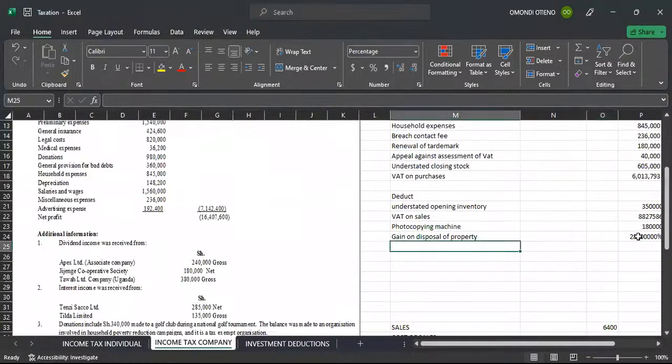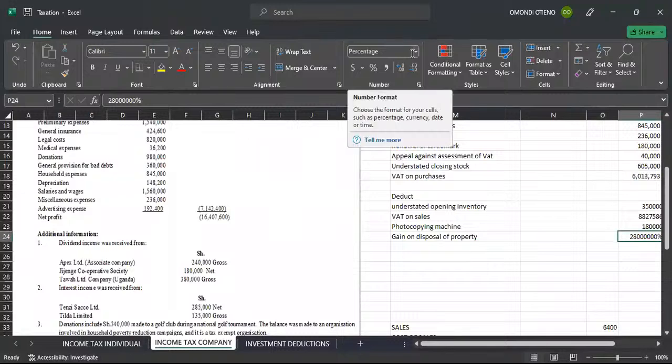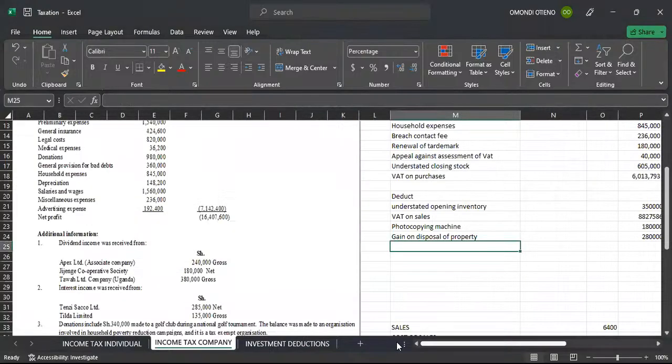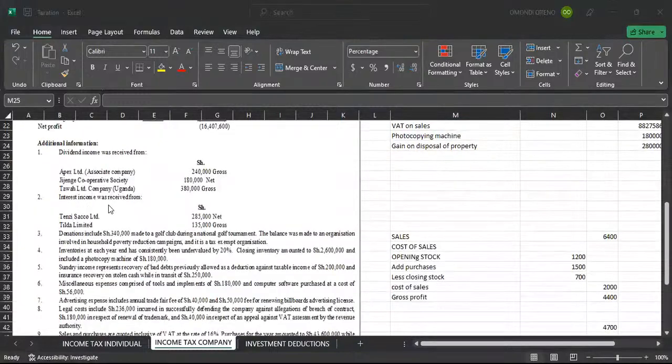So let's get back to this place. Any other item that is remaining there, which we need to deduct? Within the data given, any other item that is remaining? Let's check the additional information given to us up here.